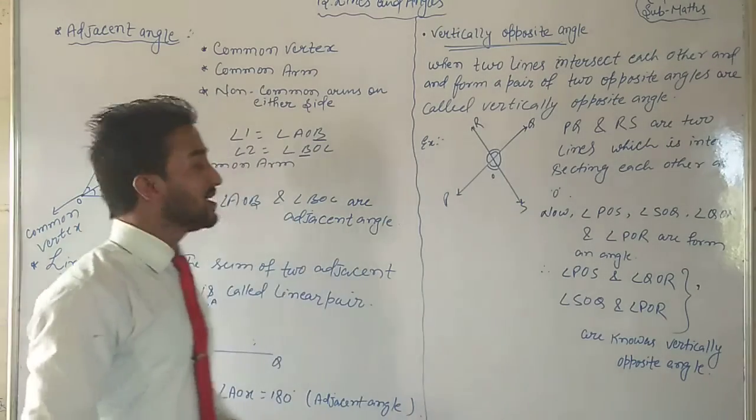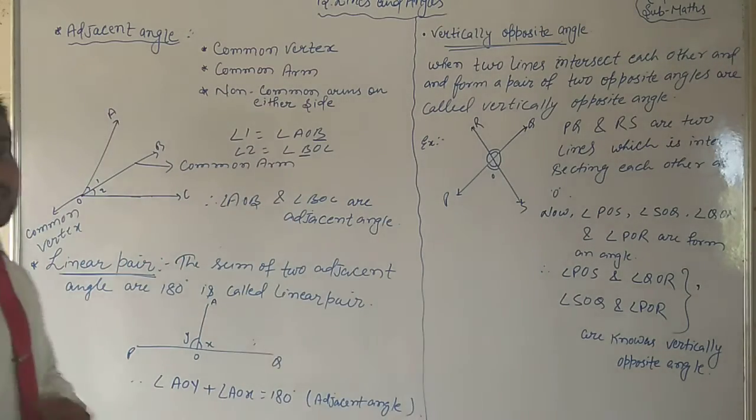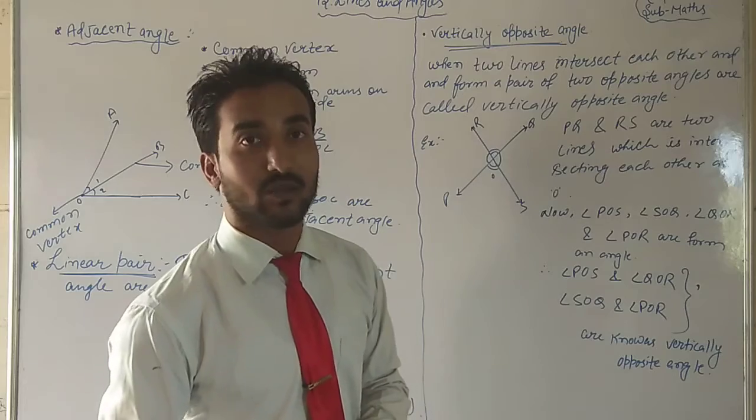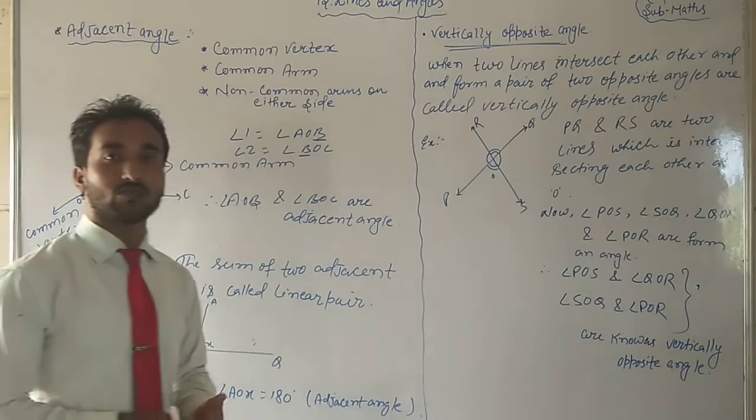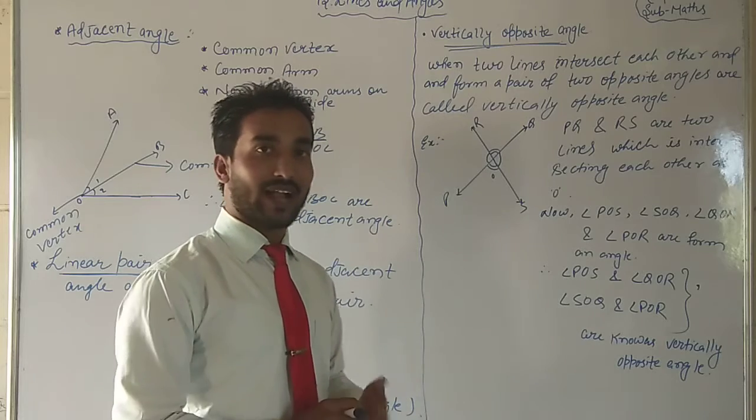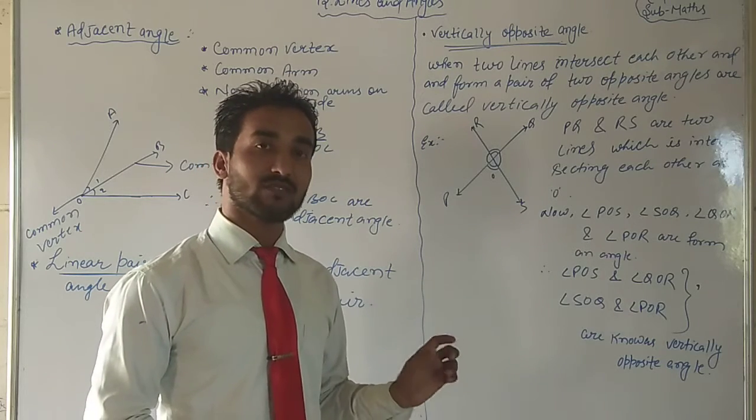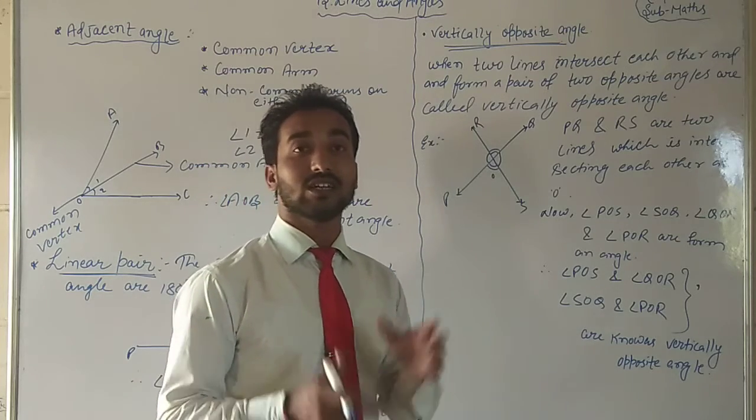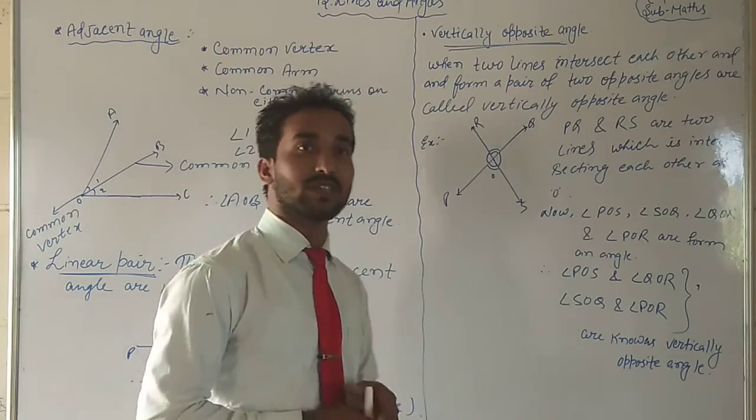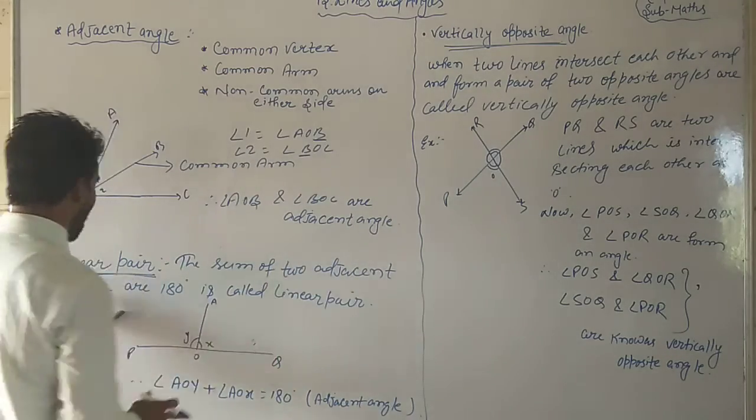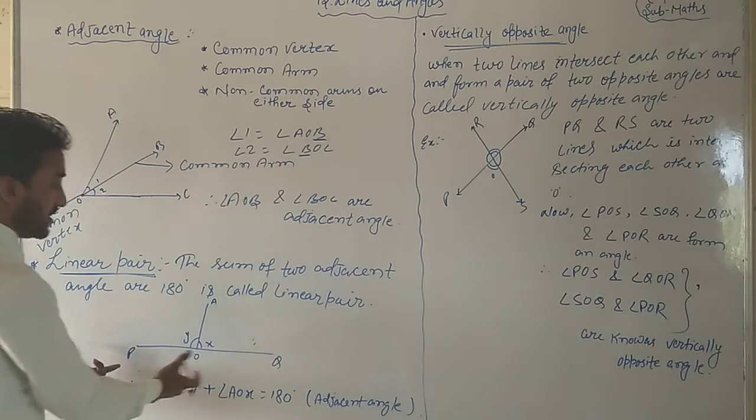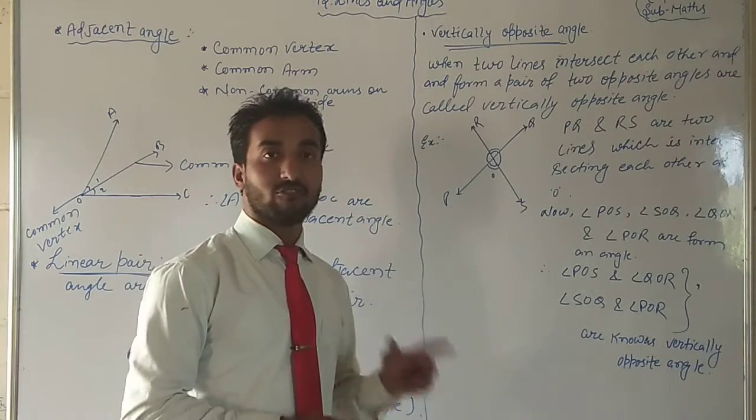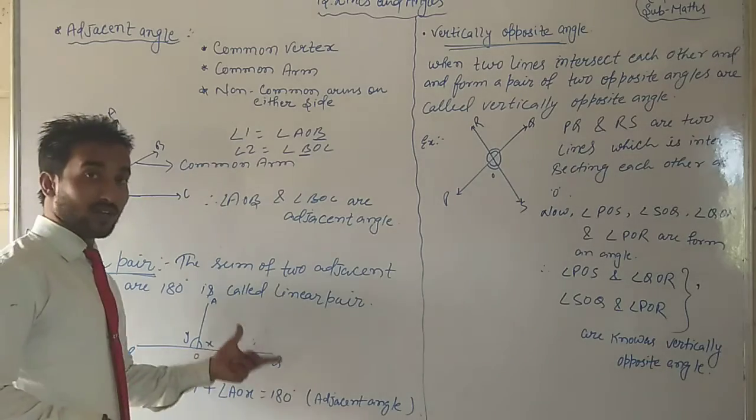Now we will discuss the next topic, which is linear pair. What is a linear pair? Here also, the same adjacent angles will be there. When adjacent angles are formed and the sum of the two adjacent angles is 180 degrees, that is called a linear pair. See students, the sum of two adjacent angles being 180 degrees is called a linear pair. We can see PQ is a straight line, and we know that a straight line always forms 180 degrees. So P and Q are a line.